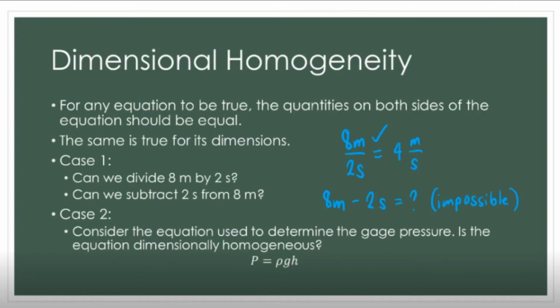Let's take a look at a more concrete example. Consider the equation used to determine the gauge pressure. Is the equation dimensionally homogeneous? This is our equation. The gauge pressure is equal to density, rho, multiplied by acceleration due to gravity, g, multiplied by height, or h. Now, for this example, let us use the standard SI units for each of these following terms and let's see if this is dimensionally homogeneous. I am going to illustrate this in two ways. The first one is by the use of pure dimensions and the other by the use of units.